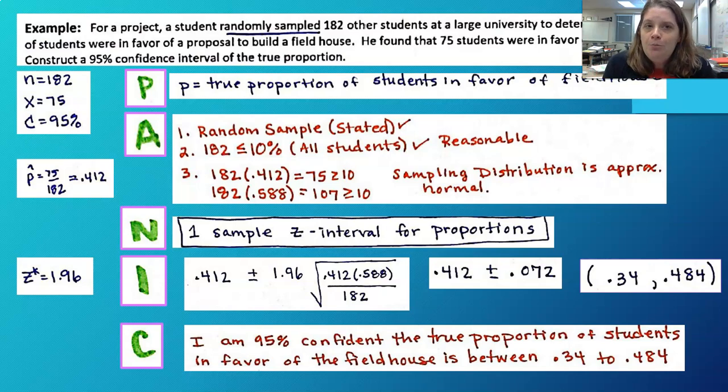So in the original problem, it says that they wanted to determine if a majority of students were in favor of the field house. Now, if I had to answer, is the majority of students in favor of the field house? Based on this confidence interval, I'd have to say no. Because if the majority of students are in favor, that means that our true proportion is more than 50%. And if you look at our confidence interval, we think the true proportion is somewhere between 34 and 48%. But even if it's anywhere in that interval, that's going to be less than 50%. So it doesn't seem plausible that the true answer could be more than 50% based on this confidence interval.